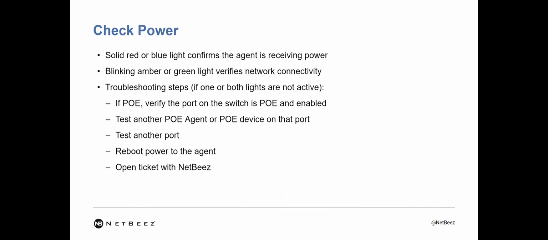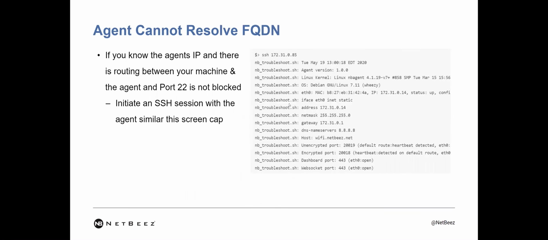If it's power related, you can't go any further. Checking firewall rules and everything is not important if it's not getting power. If you are getting power to the agent, then you're going to want to check whether it is unable to resolve the FQDN. If you check the network map, there should be a MAC address on the agent itself, actually printed on the agent. So check the network map, see what the IP is, and if there's routing between you and the agent, and you'll also need port 22 open, you should be able to initiate an SSH session. All you do is hit the agent IP, and you'll be able to get some information.